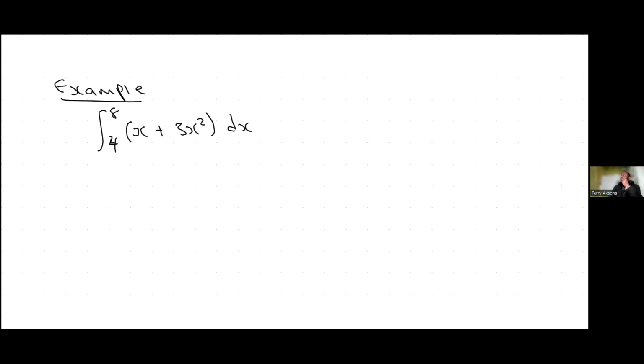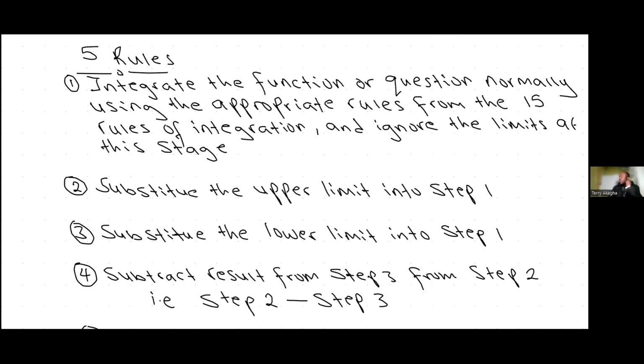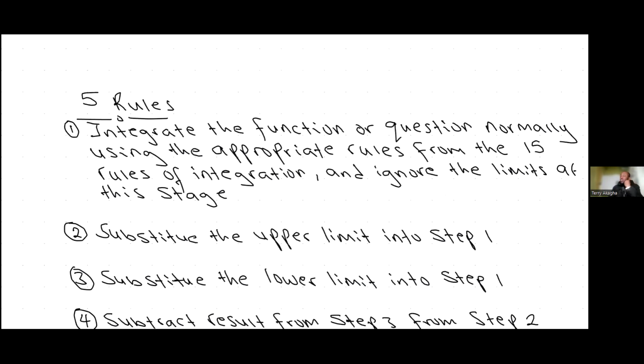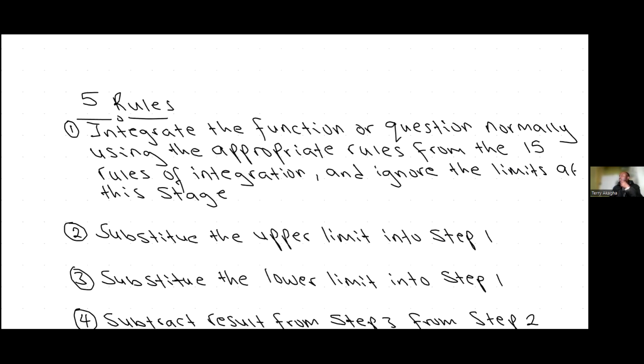So let's go. Step one, we're told that the first thing to do is to integrate the function normally using the appropriate rules from the 15 rules. This is similar to the sum rule, so in step one we're going to use the sum rule here. We're integrating, and at this stage we're told to ignore the limits. So we're going to integrate this normally.